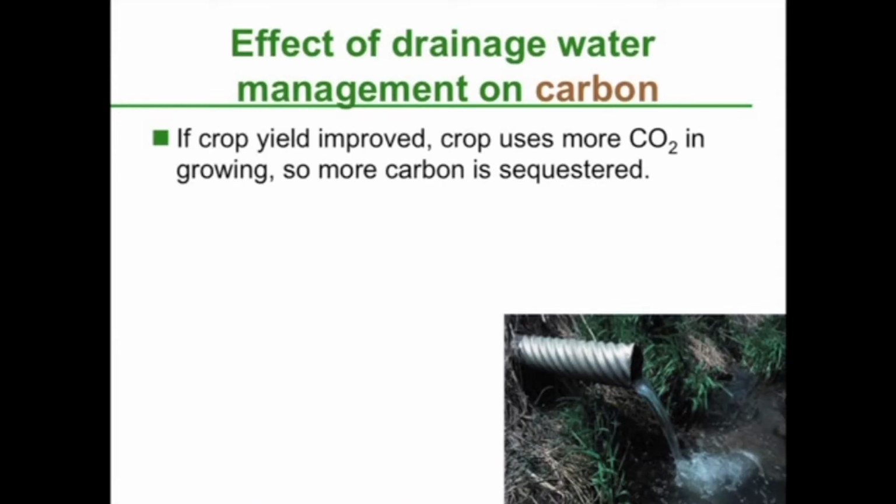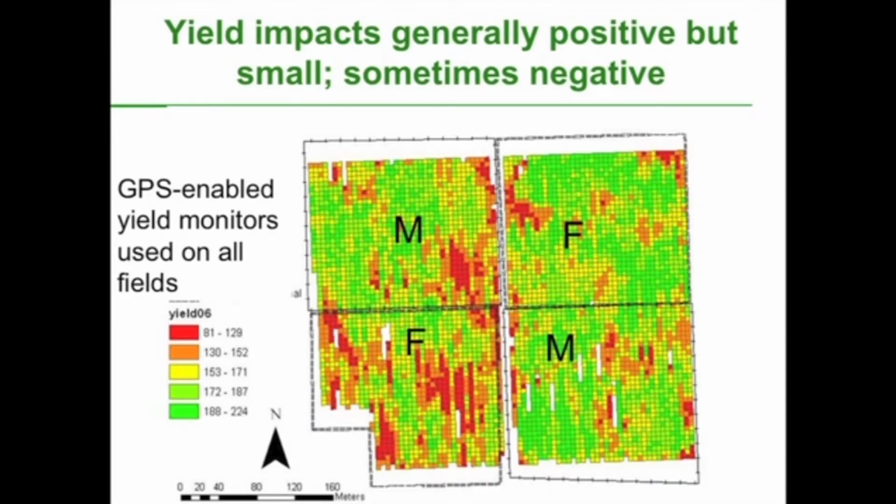And so finally, looking at the effect of drainage water management on carbon is based on the fact that it has that potential to affect yield. So if the crop yield is increased, then it will keep more of the carbon and build up the carbon in the soil. So let's look at crop yield a little bit. There has been quite a bit of study that's gone on to that. Of course, results are all over the map. In general, they're positive. In general, there's an increase, but very small. And sometimes, in some years, the increase can be negative.